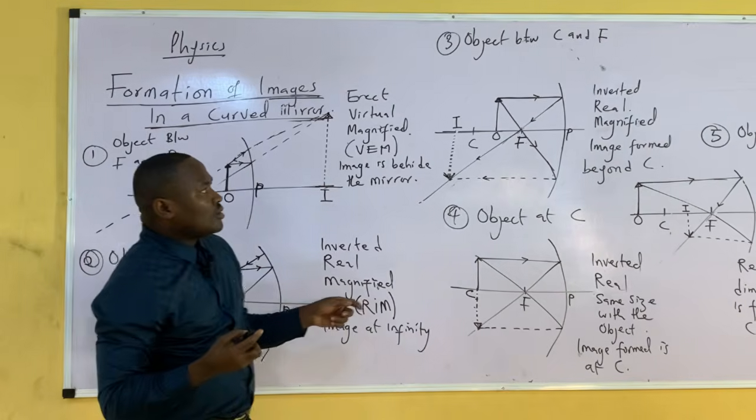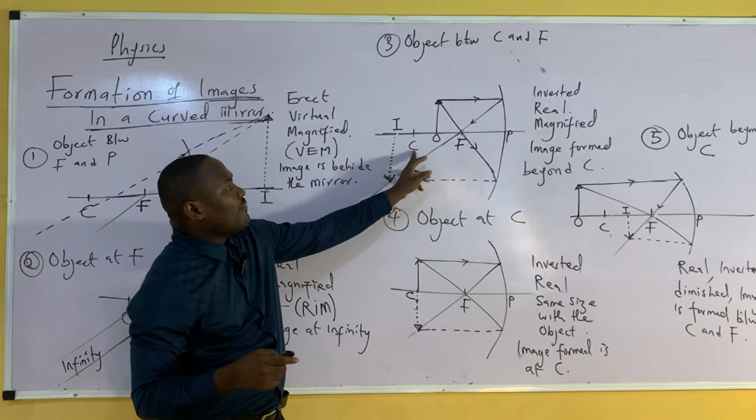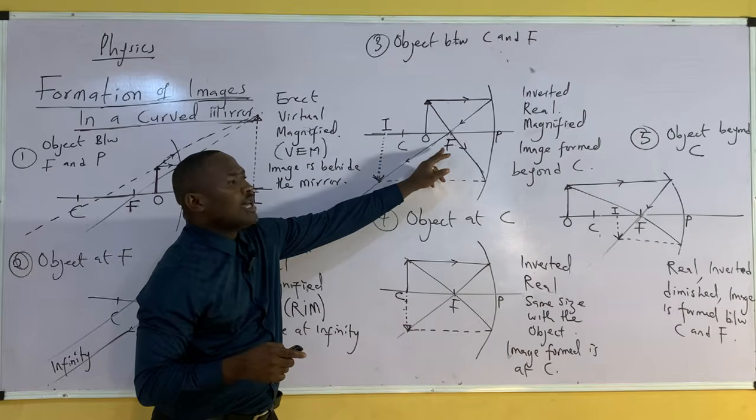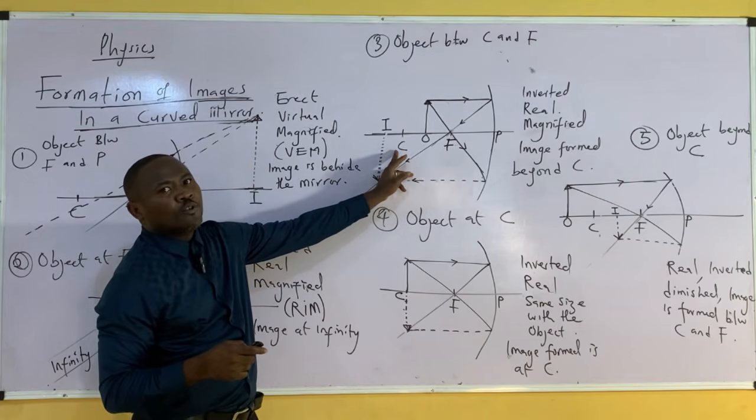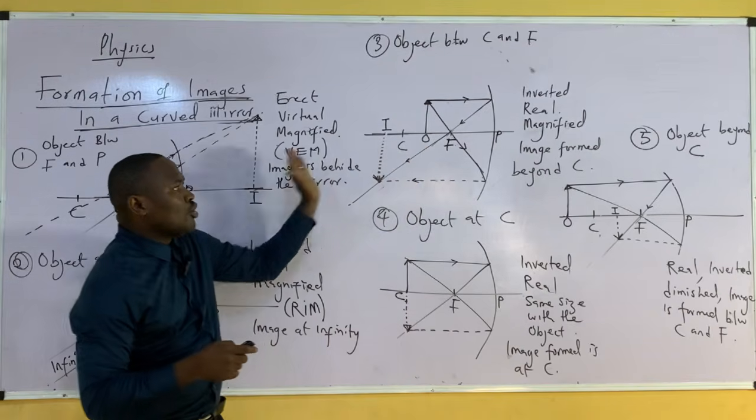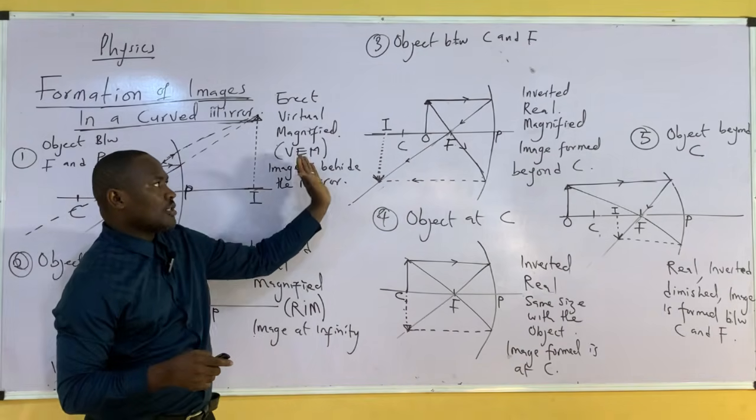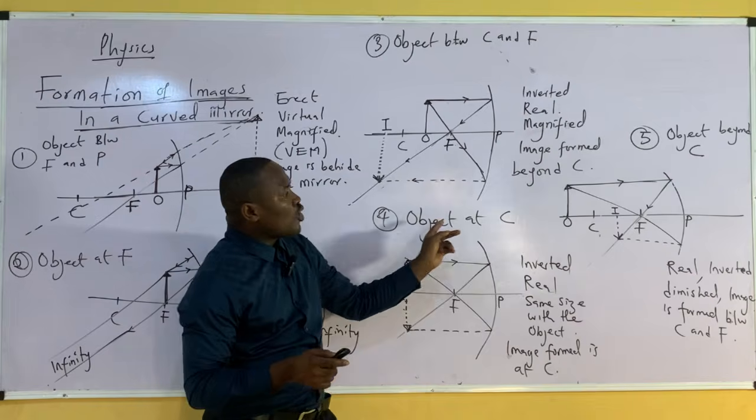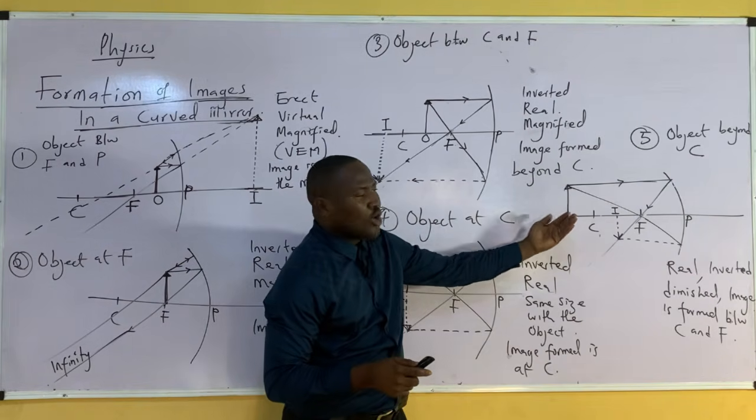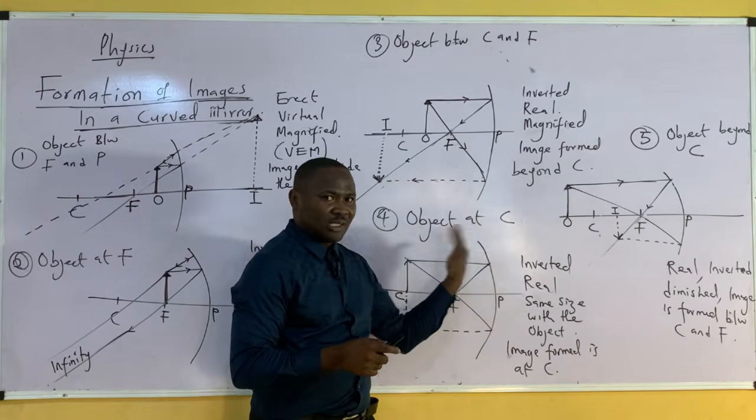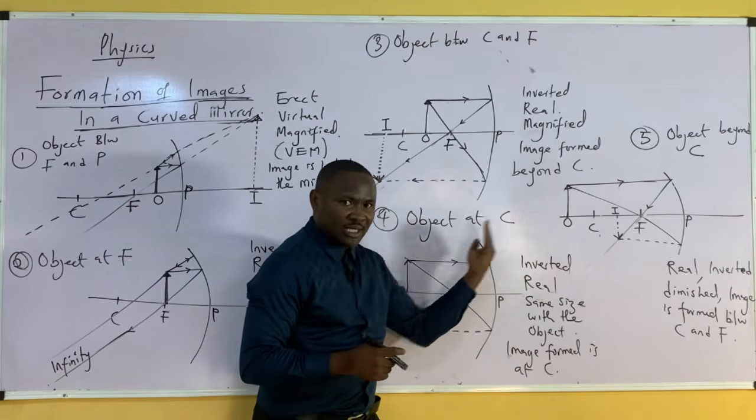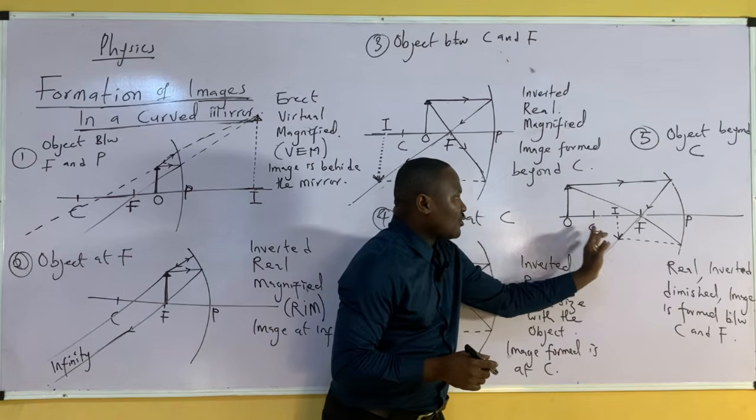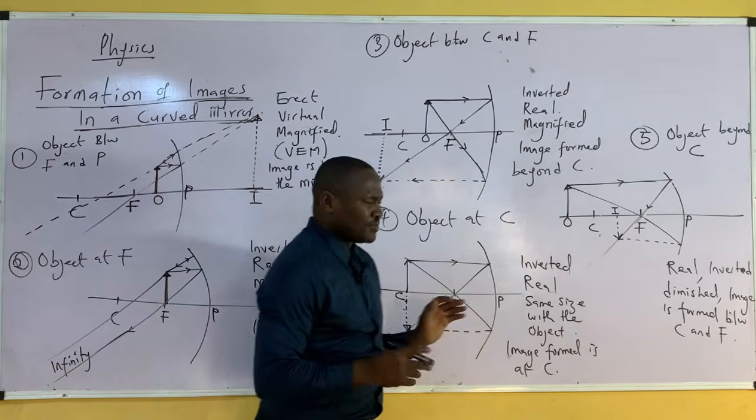Then we have another one, object between F and C. That's object between the principal focus and the center of curvature. Image beyond the center of curvature, beyond C. But we now have object beyond C, after the center of curvature. Image is formed between C and F.